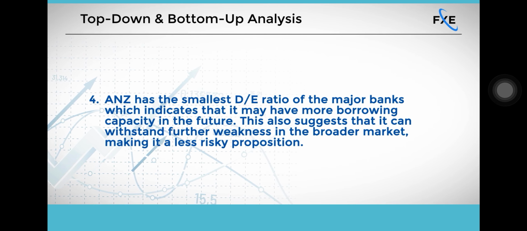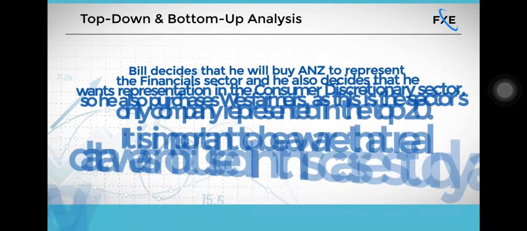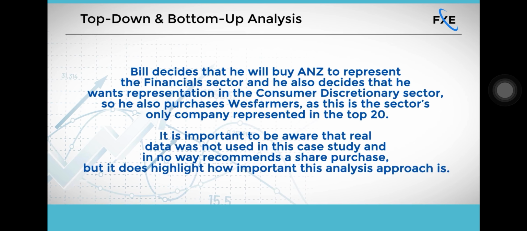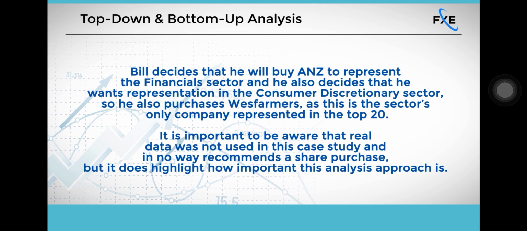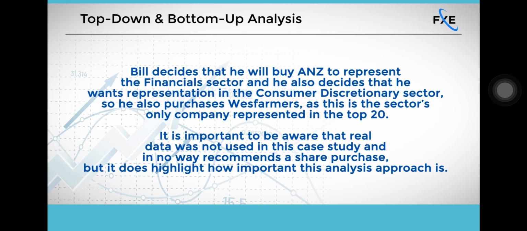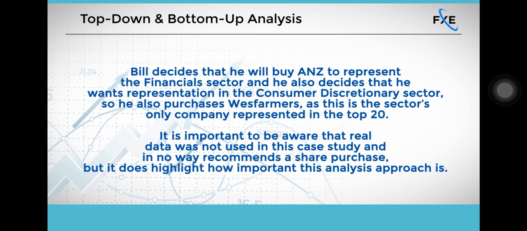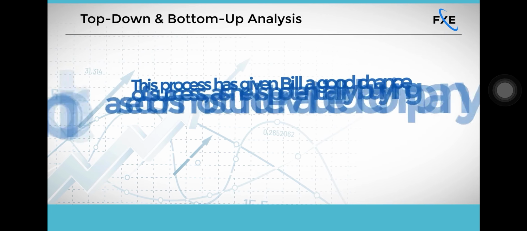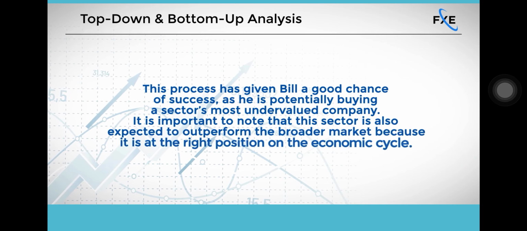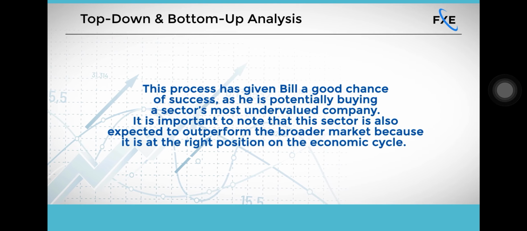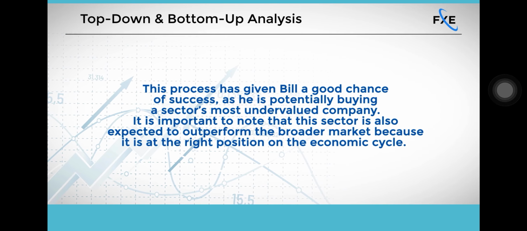proposition. Bill decides that he will buy ANZ to represent the financial sector, and he also decides that he wants representation in the consumer discretionary sector, so he also purchases Wesfarmers, as this is the sector's only company represented in the top 20. It is important to be aware that real data was not used in this case study, and in no way recommends a share purchase, but it does highlight how important this analysis approach is. This process has given Bill a good chance of success, as he is potentially buying a sector's most undervalued company. It is also important to note that this sector is also expected to outperform the broader market because it is at the right position on the economic cycle.